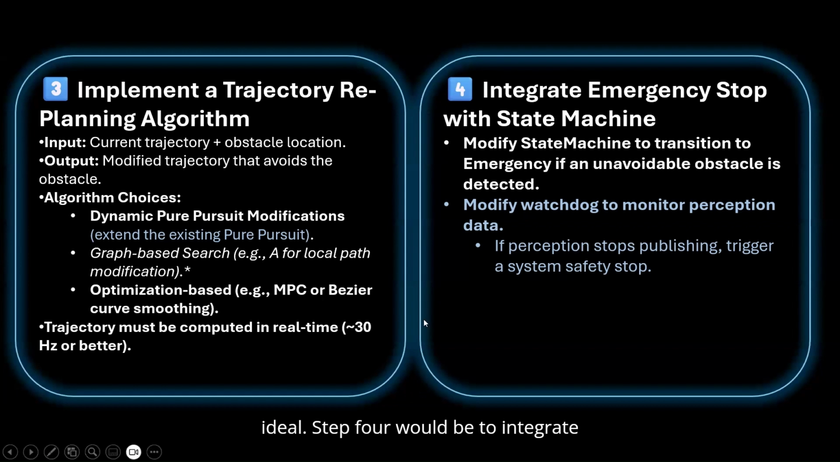Step four would be to integrate the emergency stop with the state machine. So we need to modify the state machine to transition to emergency if an unavoidable obstacle is detected. We'll need to possibly modify the watchdog to monitor perception data, or we will need to. And if perception stops publishing, if the car goes blind, we need to trigger a safety stop for the go-kart.